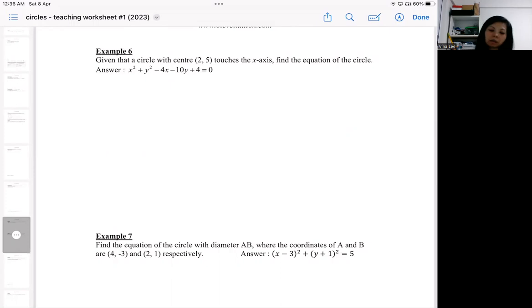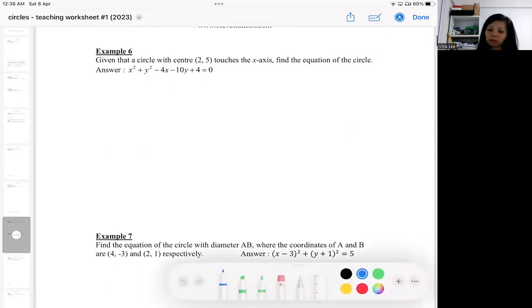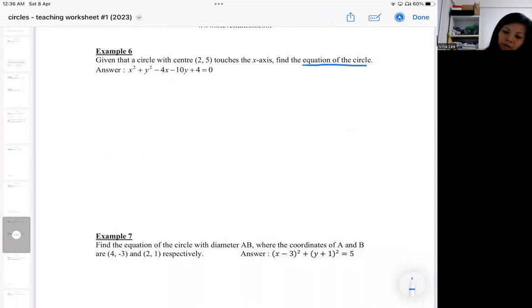For example, if you look at example 6, we have a circle with a center. So we know the center, but we do not know the radius. In the equation of a circle, we need to know two things: I need the center and I need the radius. But I only have the center. So if I don't draw, I wouldn't be able to tell where the center is. So I'm going to do a little bit of sketching.